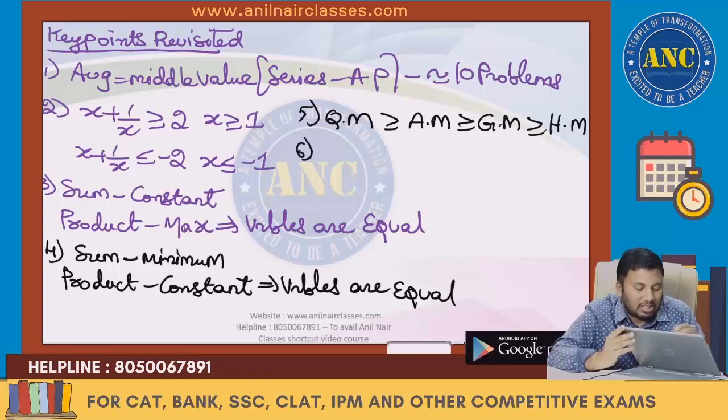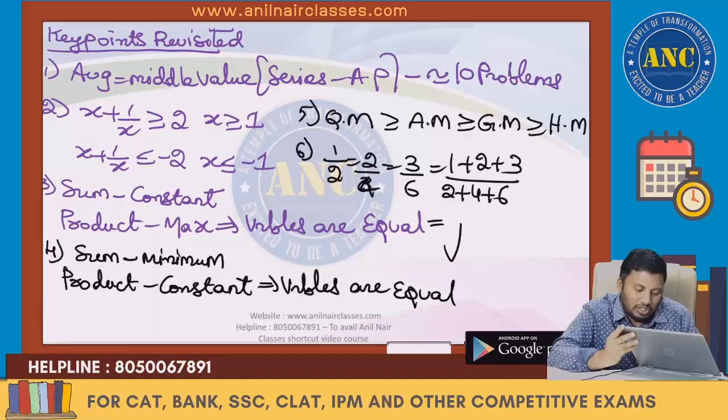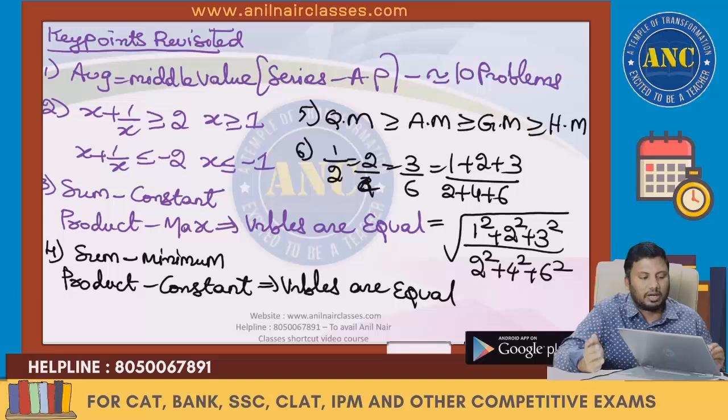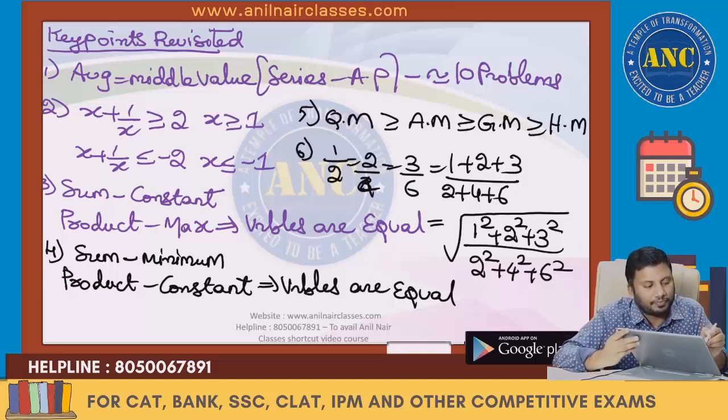What is the sixth key point which we discussed? 1 by 2 equivalent to 2 by 4 equivalent to 3 by 6. It is nothing but 1 plus 2 plus 3 divided by 2 plus 4 plus 6, or it is also nothing but the square root of 1 square plus 2 square plus 3 square divided by 2 square plus 4 square plus 6 square. These are the 6 key points we discussed in the morning.